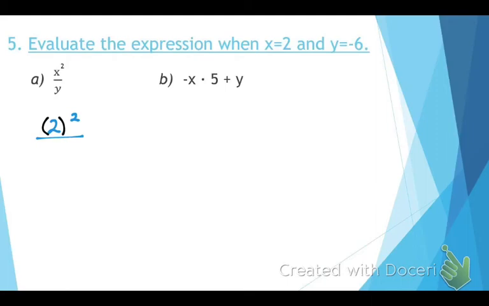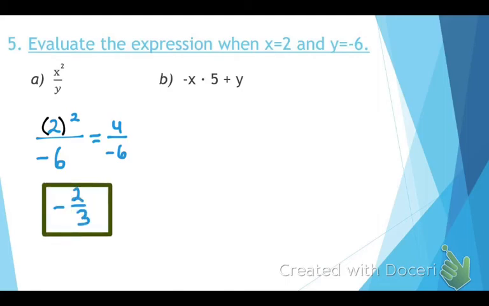Negative 6. Chloe, what would I say positive 2 squared is? 2 times 2. Which is? 4. 4 divided by negative 6. Class, can this be reduced? Yes. What number goes into 4 that also goes into 6? A 2. What would that be reduced? Negative 2/3. And that's your final answer.